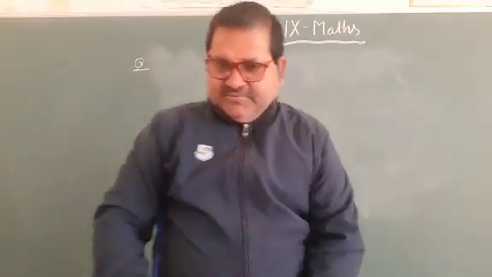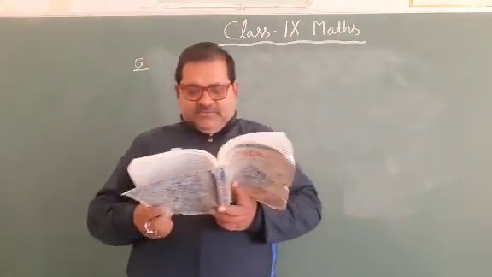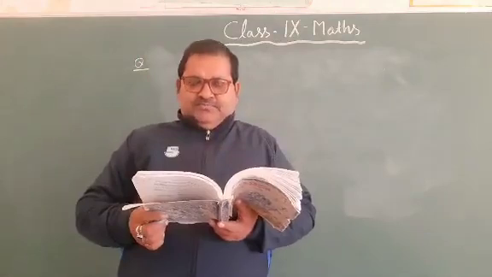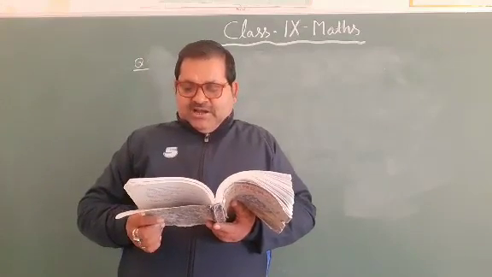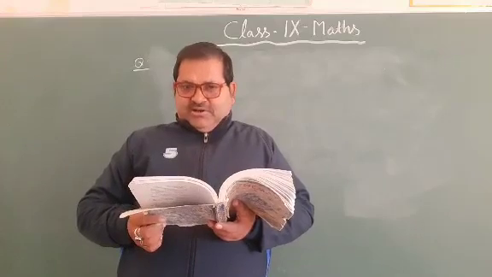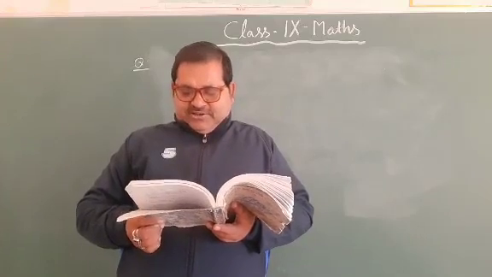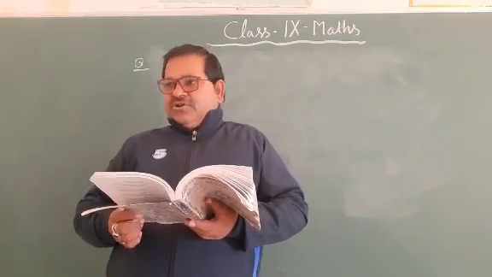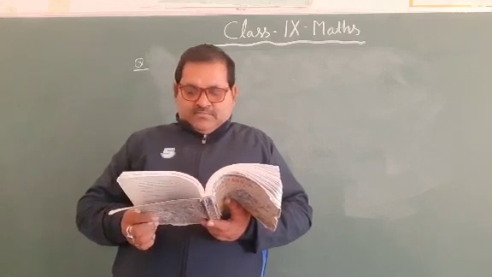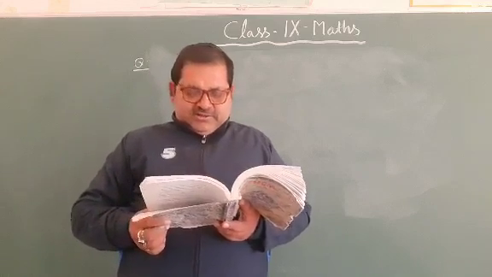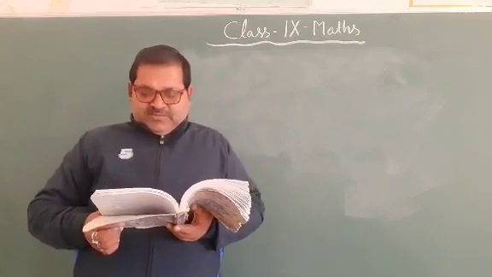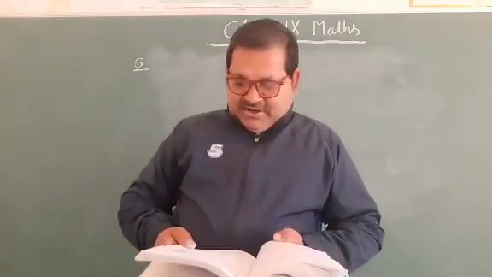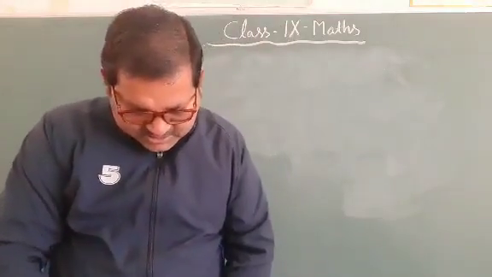Question number 5. A hemispherical bowl made of brass has inner diameter 10.5 centimeter. Find the cost of tin plating it on the inside at the rate of ₹60 per 100 centimeter square.